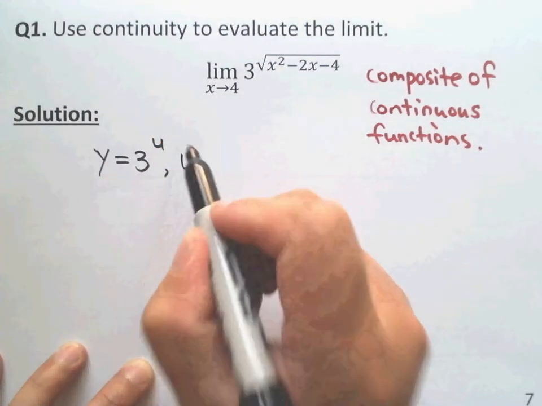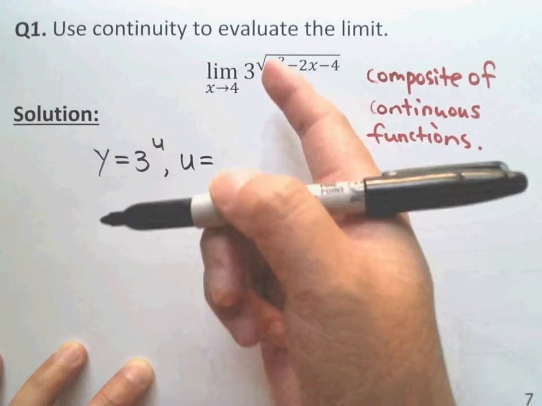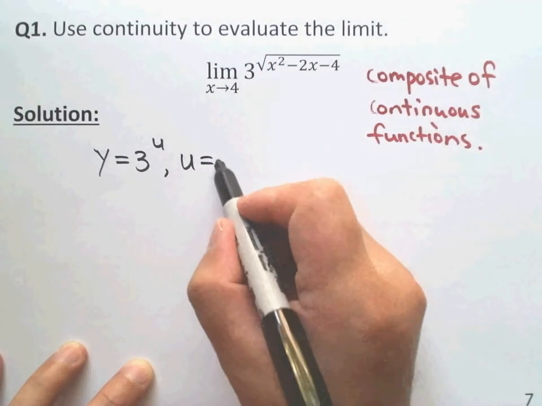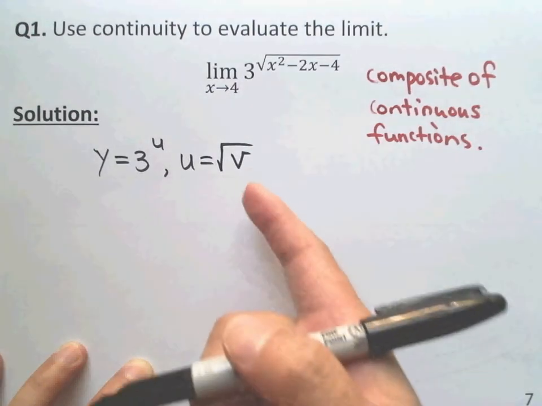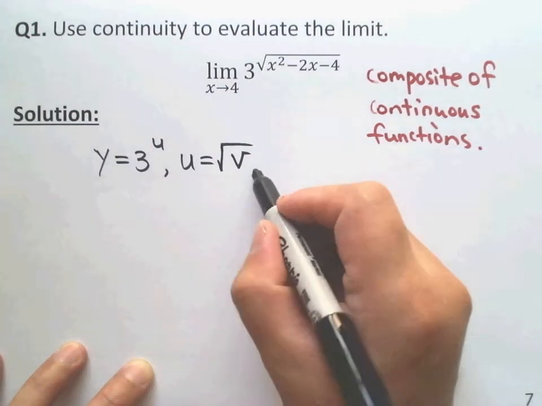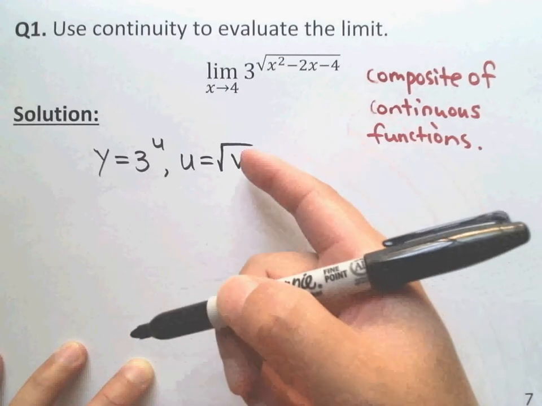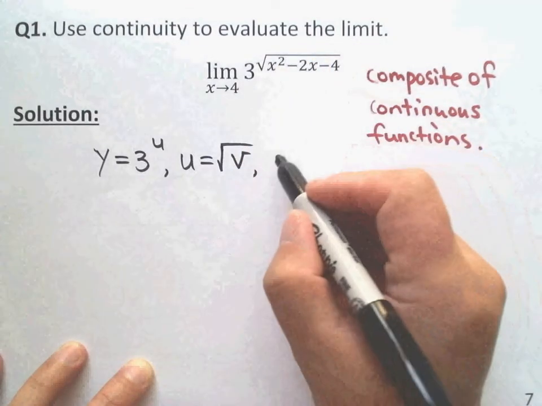I replace the power by u. This is a simple function. And the second, u, is a root function. It is the square root of, I put a v here. So this is a root function, simple, right?